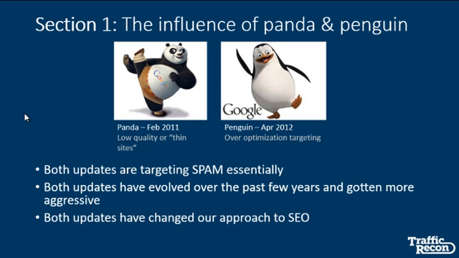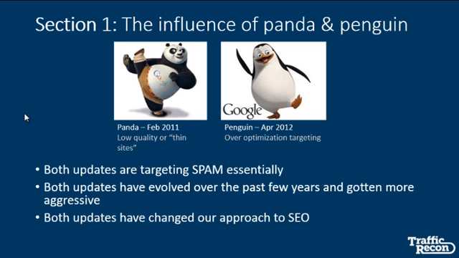Now, the first one we'll talk about is Panda, which started around February of 2011, and that was going after lower quality or thin sites. They called them thin affiliate sites at the time. And then the second one is Penguin, which happened around April of 2012, the first one. Some people consider this to be the over-optimization or over-targeting or over-SEO type of algorithm update.